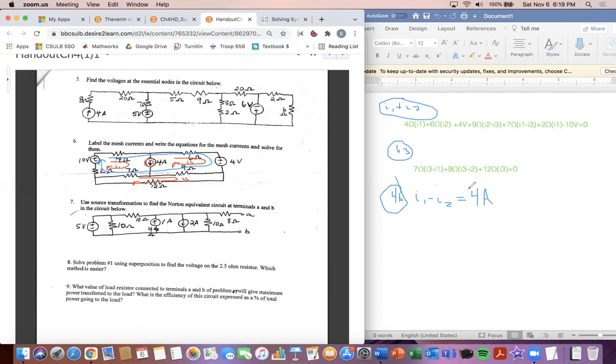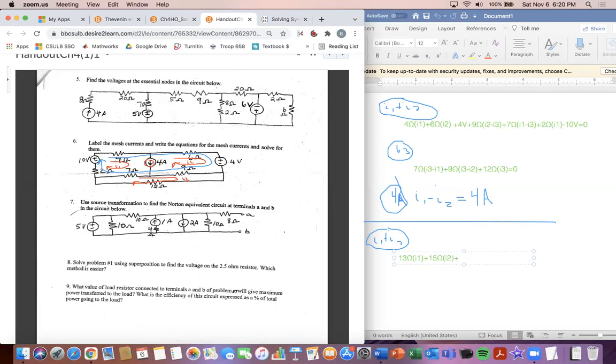Okay, now we got our 3 equations here. Let's combine terms, so let's simplify this. When we simplify, let's start with the big one. Combining like terms, what we're going to get in the end is 4 plus 7, 11, plus 2, that's going to be 13 ohms times I1. Okay, let's look at I2, 6 plus 9, 15. And so plus 15 I2.